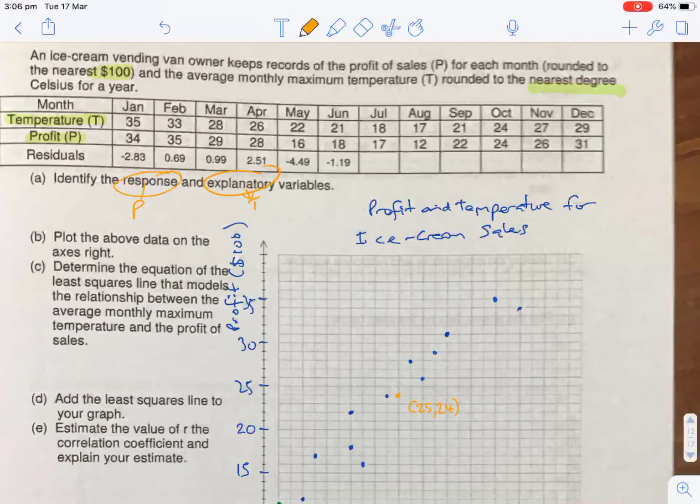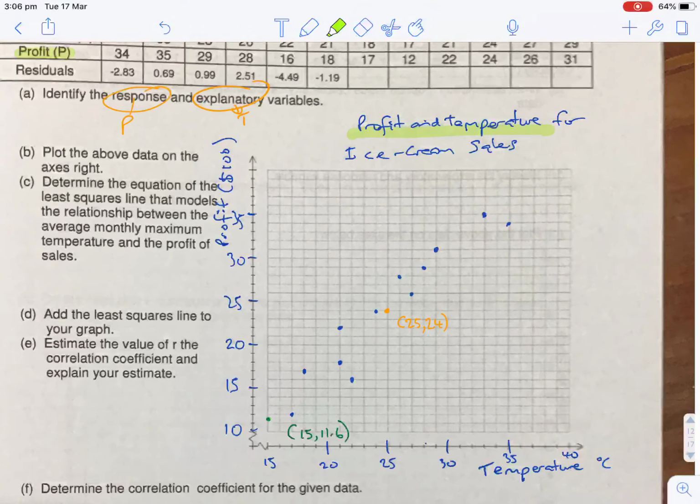I've already done this just to save time. What you must remember though is the little things. If you're asked to plot this, you must remember there's always marks. You must have a title, you must have a label saying what it is you're measuring and in what units, in this case in degrees Celsius. On my other axis I'm measuring profit, and that's in hundreds of dollars. So what am I measuring? What units am I measuring them in?